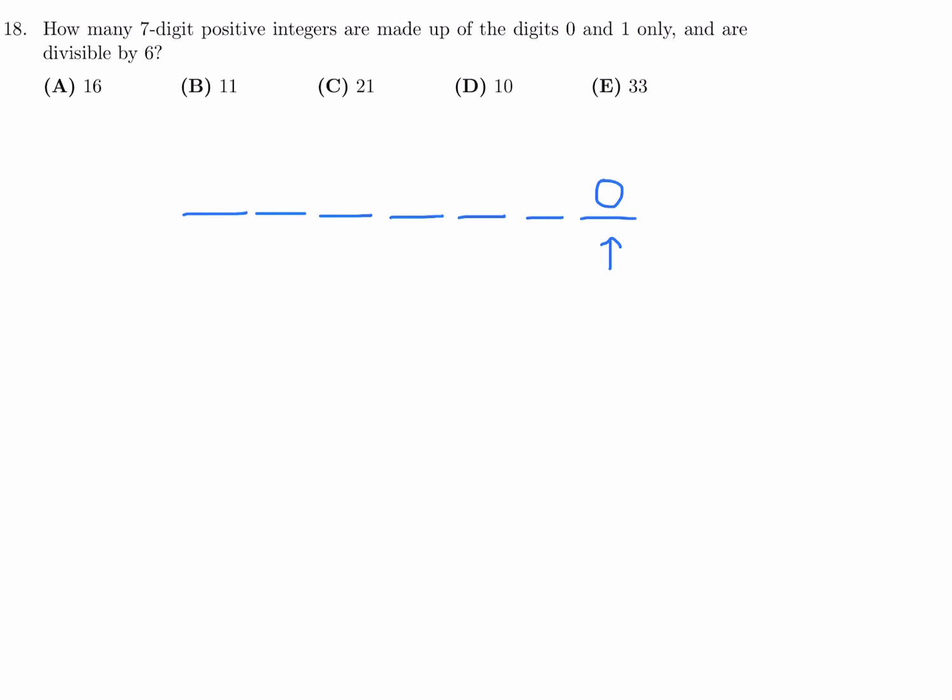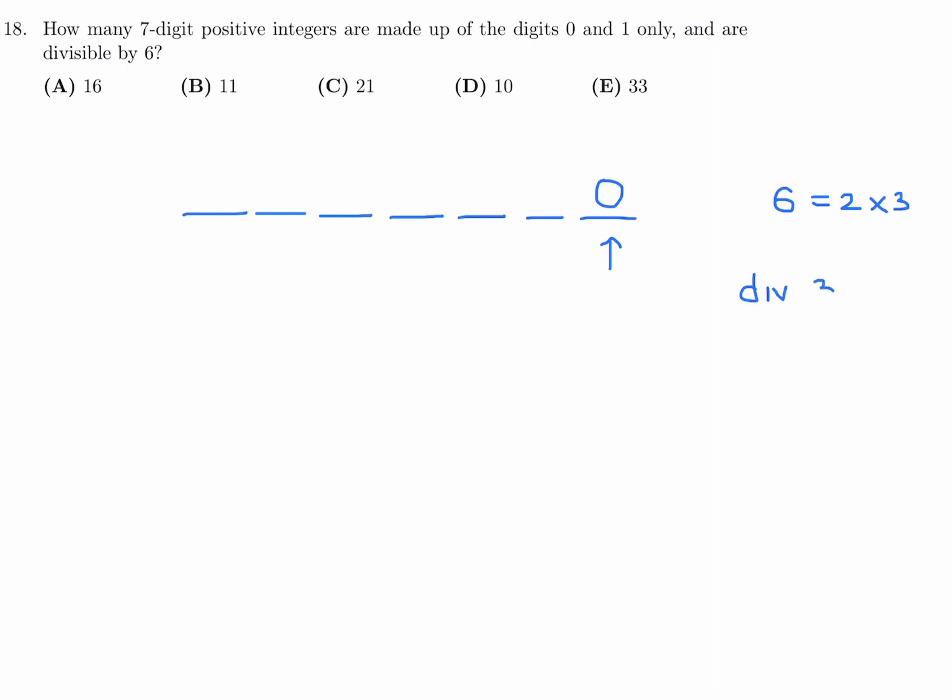Because multiples of 6 never have a 1 as the last digit. You can try it. You'll see. It'll never be a 1. So I'm confident that the last digit is 0. Now we have to figure out what to do here. Well, if a number is divisible by 6, 6 is equal to 2 times 3. The number is also divisible by 3.